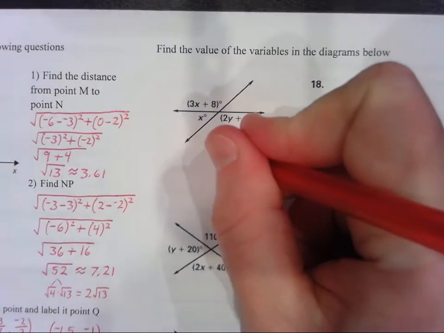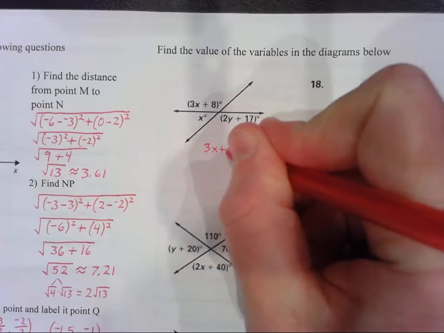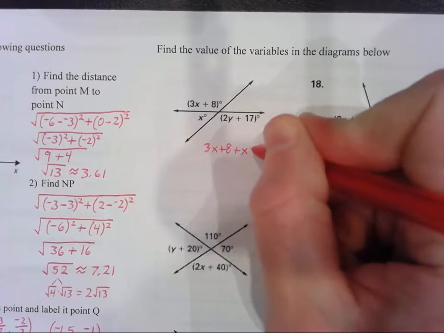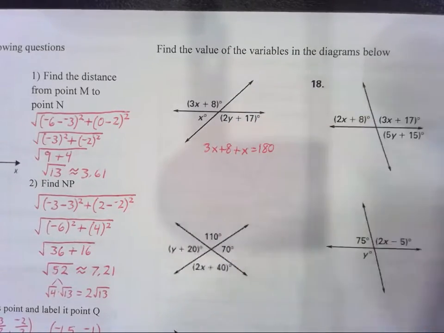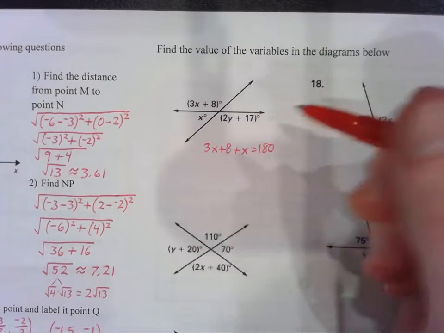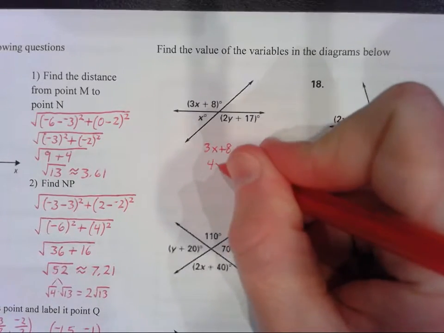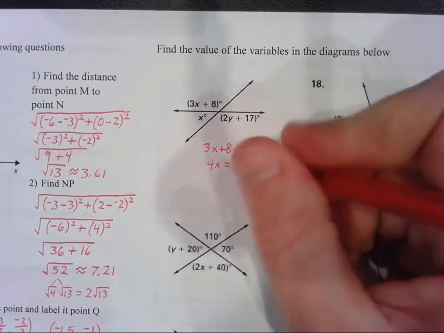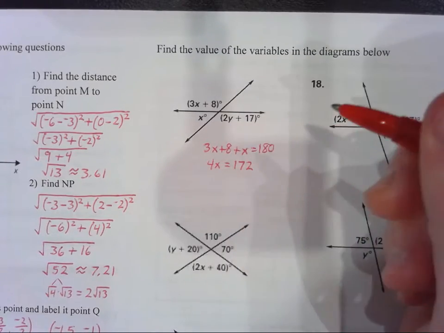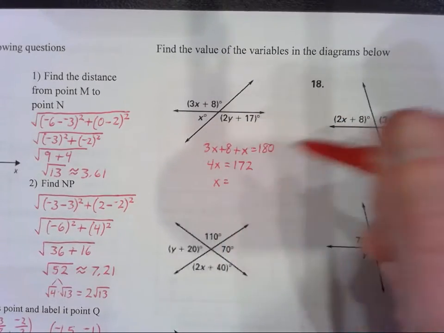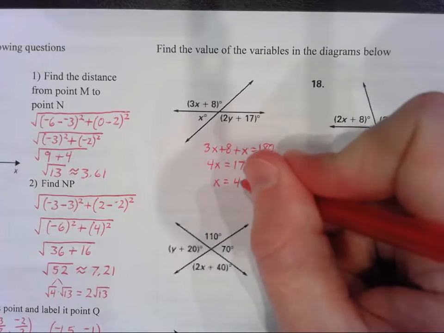So 3x plus 8 plus x needs to equal 180. 3x plus x is 4x. Subtract the 8 from the other side. Divide by 4. And x equals 43.